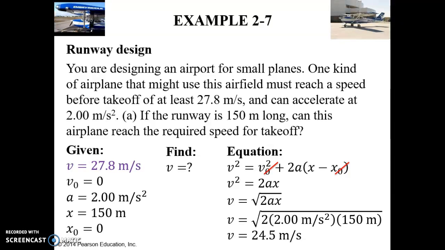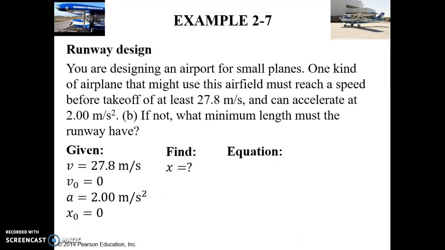Notice how the square root also cancels out the square and the units so that we have the correct unit for velocity, which is meters per second. Can this airplane reach the required speed for takeoff? No, because 24.5 meters per second is less than 27.8 meters per second, so the runway needs to be a little bit longer.